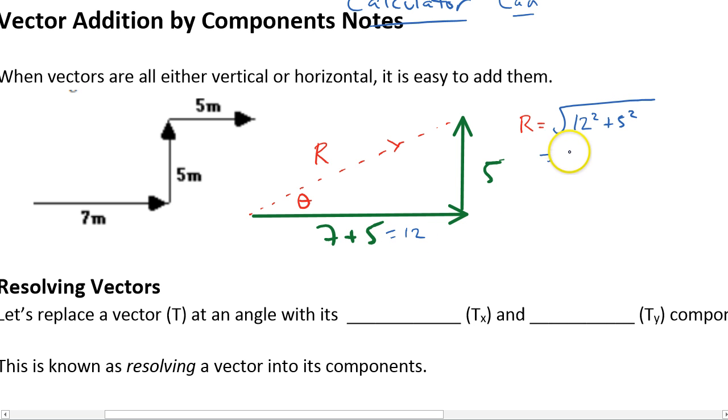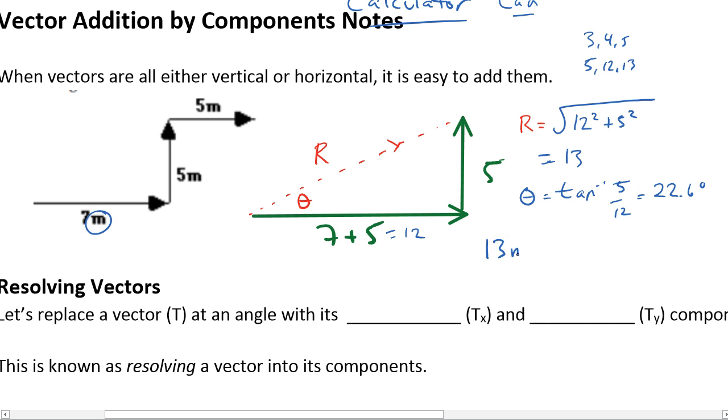So that answer is 13 right on the dot. It's one of those cool Pythagorean triples, right? You've got your 3, 4, 5s, but don't forget your 5, 12, 13. It's a really handy triple. So the angle in this case, the theta here, is going to be the inverse tan of 5 over 12, because it's the opposite over the adjacent, so 5 over 12, which is around 22.6 degrees. So the answer for this one would be 13, and let's not forget our units, meters, at 22.6 degrees. Since this is in the first quadrant, I'll draw my XY grid, and since it's in the first quadrant, I don't have to add or subtract 180 or 360 or anything like that. We're good to go, 22.6 degrees. So there is our answer.